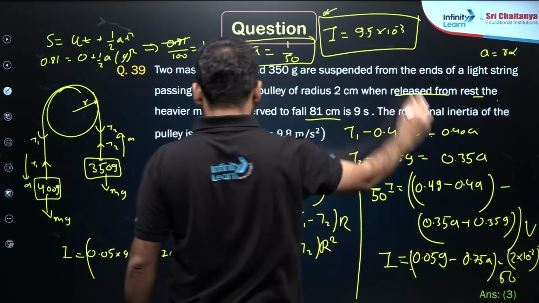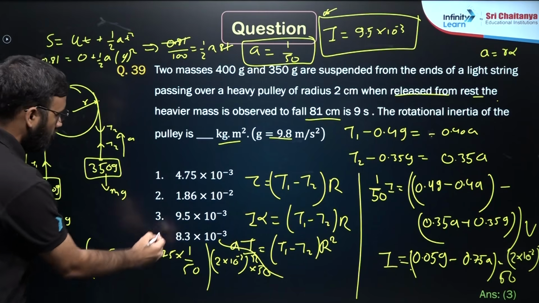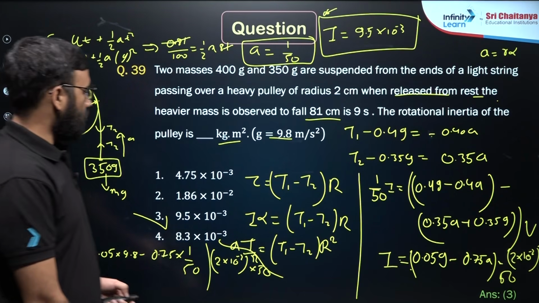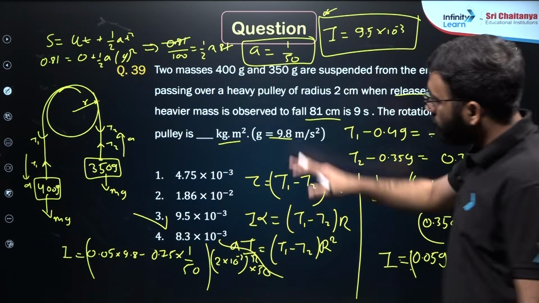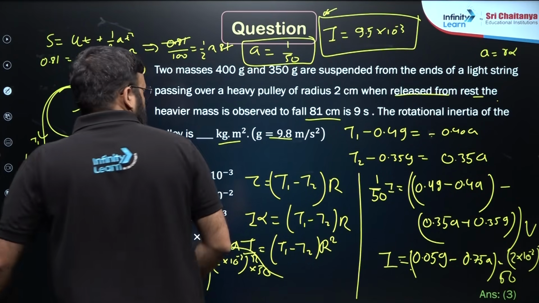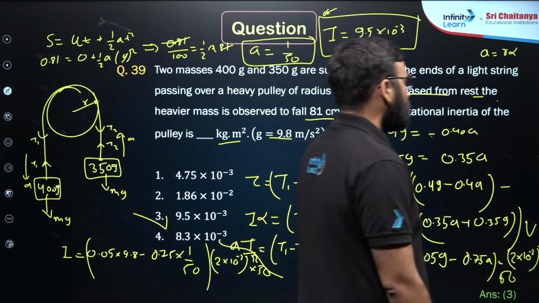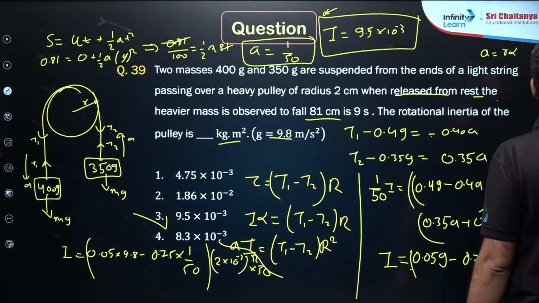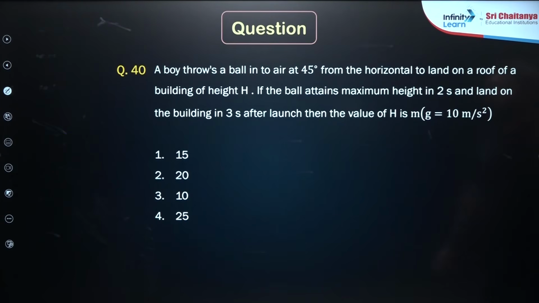This is my final answer for this one. So option 3 is your correct answer beta here. Okay, so nothing else is there, just make the free body diagram of this one and use these simple formulas. Okay, so what is my next question?